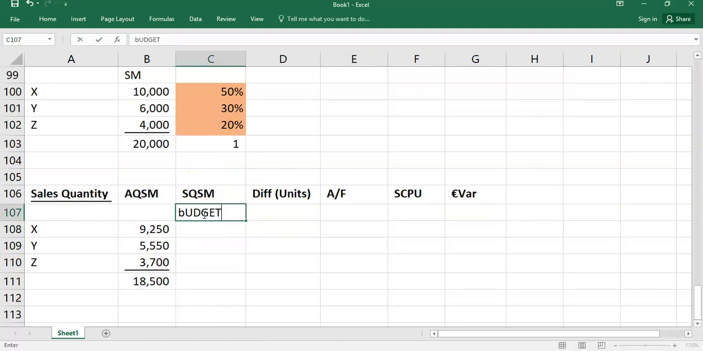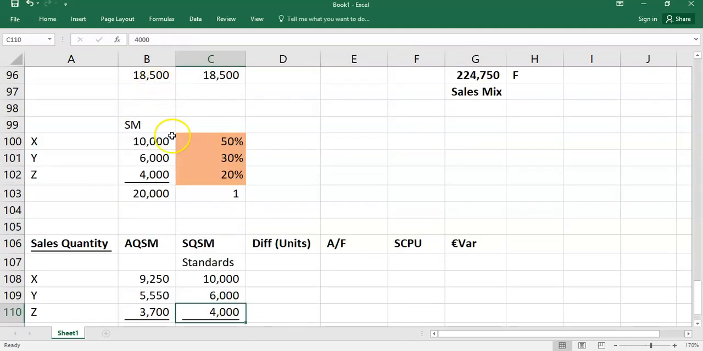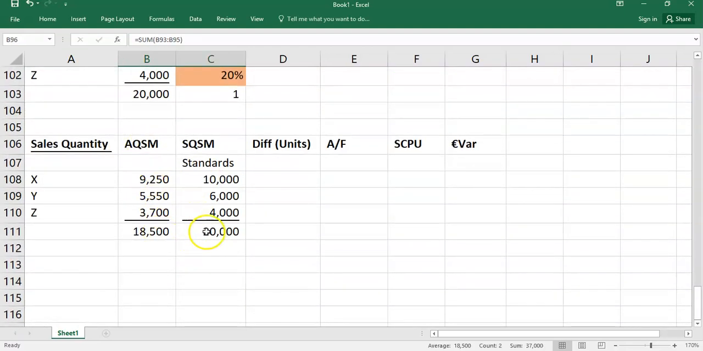And this is just the budget then. All right, what are your standards? Your standards were 10,000, 6,000, and 4,000. Whereas the two quantities were the same up here, because we're looking at two AQs, the quantities will not be the same down here, because you're looking at AQ to SQ. What is the same is the mix. We're holding constant the mix. So these two are both 50% of the totals, these two are both 30%, these two are both 20%. So you're holding constant the mix, but you're changing the total.